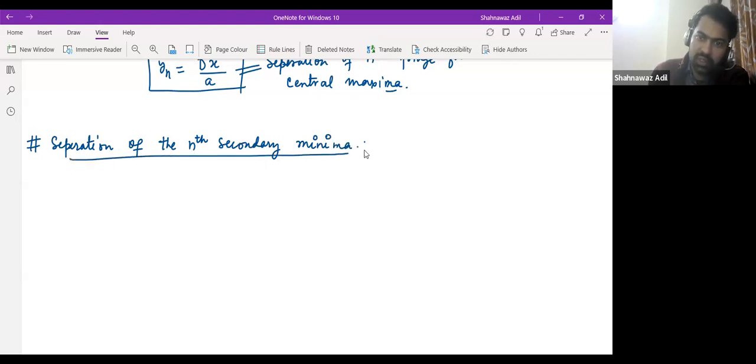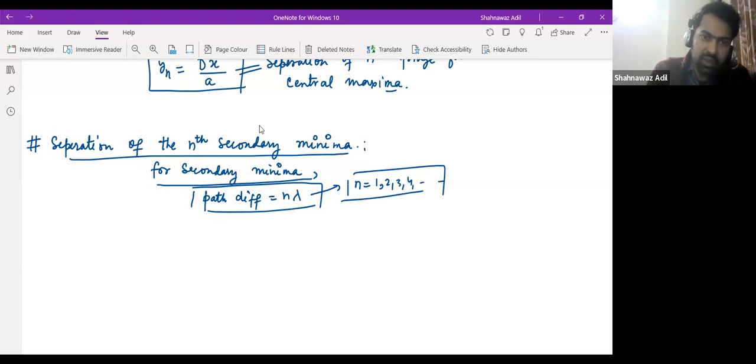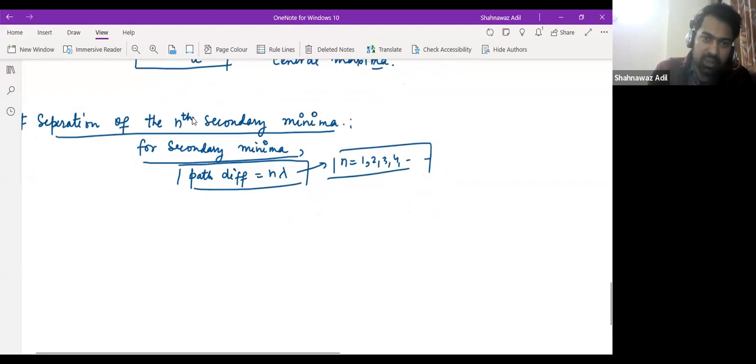So for secondary minima, the path difference is n lambda, where n is 1, 2, 3, and so on. So this is the path difference. And from this one we can calculate the separation of the first secondary minimum.